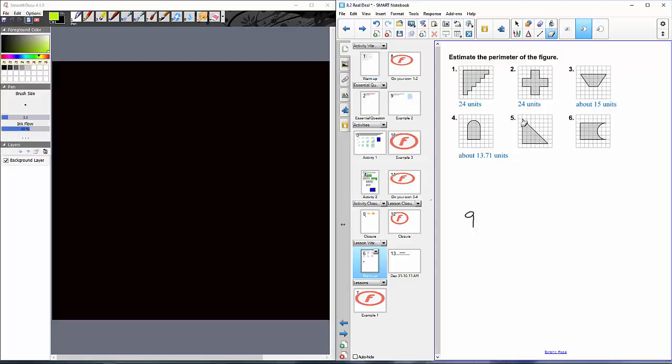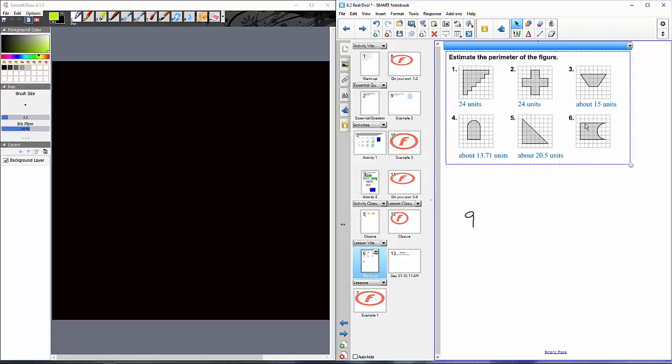Each one is about 1.5. So that's 1.5, 3, 1.5, 3. So that's 6 altogether. 1.5, 3, so 9. So 21-ish. So 20.5. And then this one here, I have to count all the way around. And remember, I'm also counting this right here. So altogether, it's about 22.28.